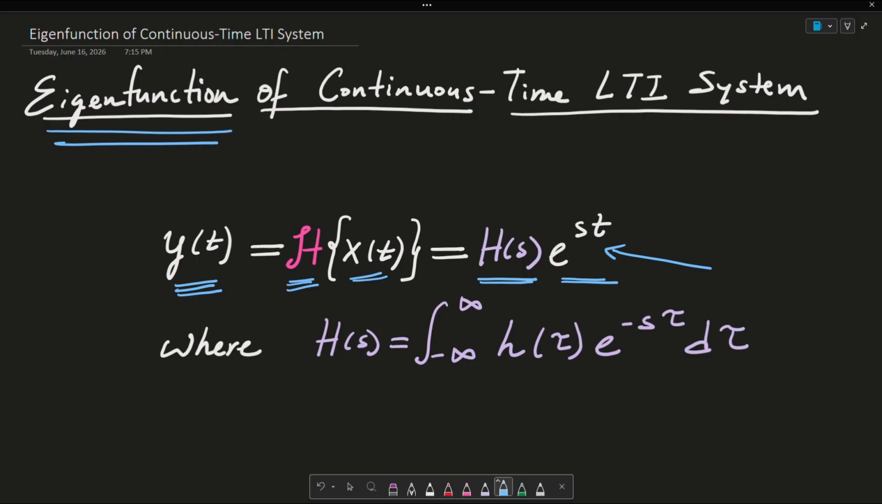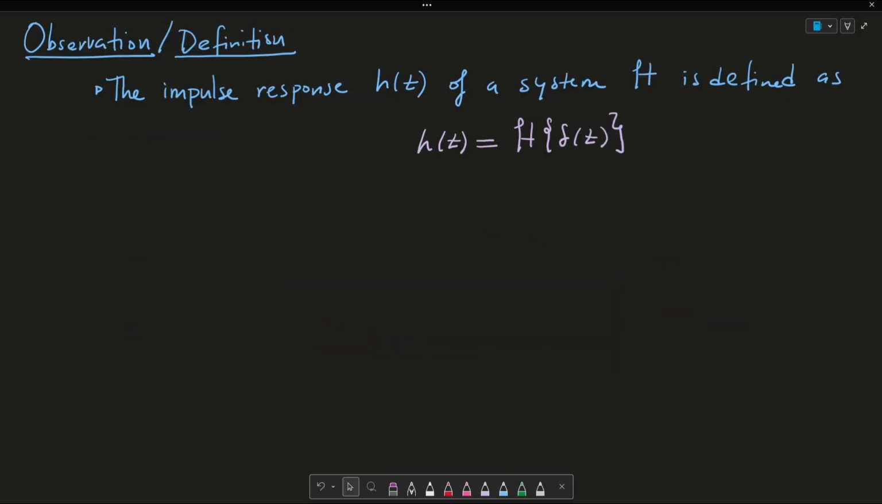with a corresponding eigenvalue h of s, which is equated to the integral from negative infinity to infinity of h of tau e to the negative s tau d tau. And essentially, by the end of this video, you're going to understand the proof behind this statement. So before we do that, we need to take this first slide.